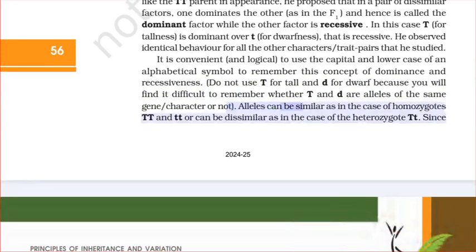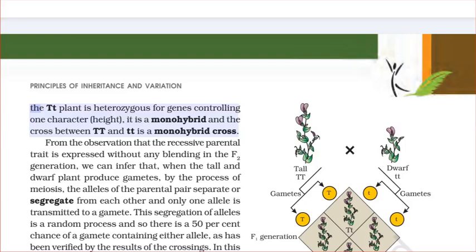Alleles can be similar, as in the case of homozygotes TT and tt, or can be dissimilar, as in the case of the heterozygote Tt. The Tt plant is heterozygous for genes controlling one character, height. It is a monohybrid, and the cross between TT and tt is a monohybrid cross.